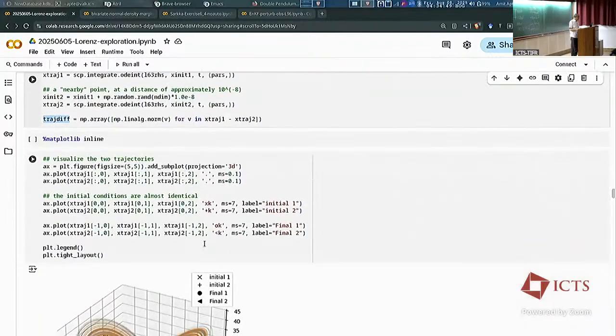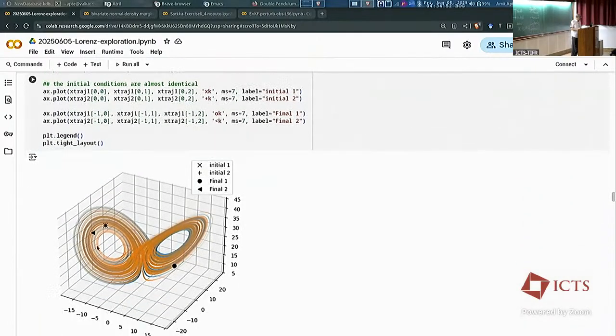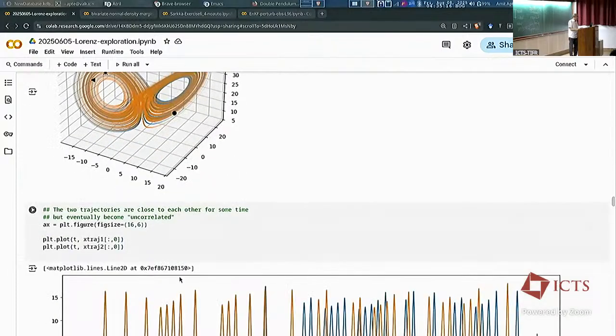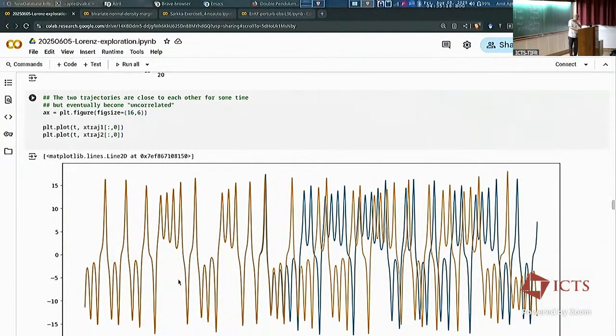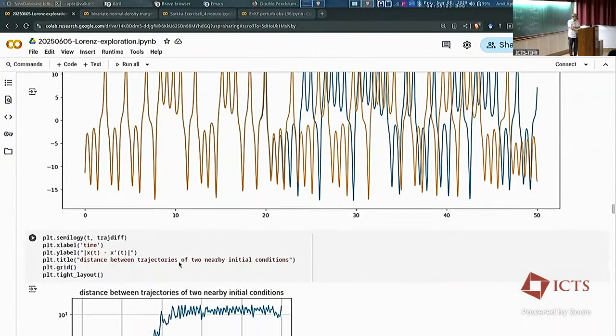Firstly, if you plot both the trajectories, the initial conditions are here, the cross and the plus, and they essentially look identical. The difference is 10 to the minus 8. And the final point at time t equal to whatever, 1000, I forget how much it was, they land up somewhere very far from each other and so on. So that's one. And this is the plot I had put into the slides, which you already saw.